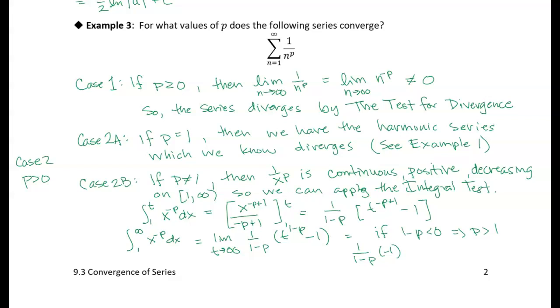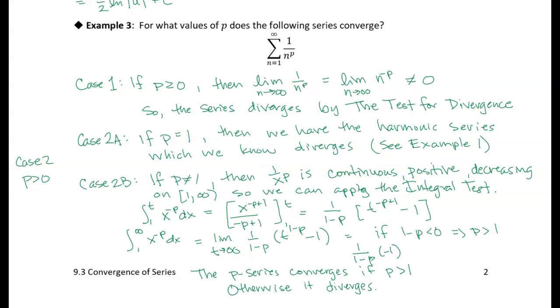And if p is not greater than 1, then it diverges, because this is going to be t to some positive power, and that would diverge. But if it's t to some negative power, then I'm good. So the conclusion is that the p series, so we'll call it the p series, converges if p is greater than 1, and otherwise it diverges.